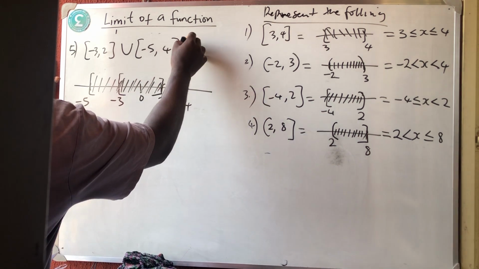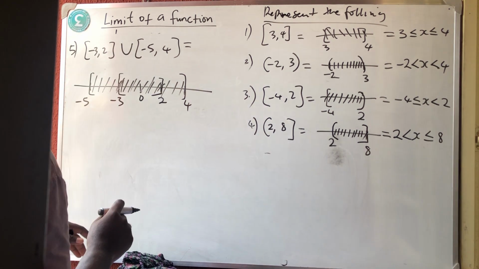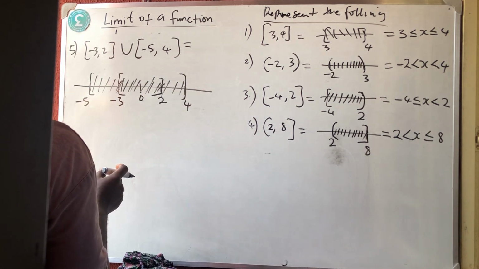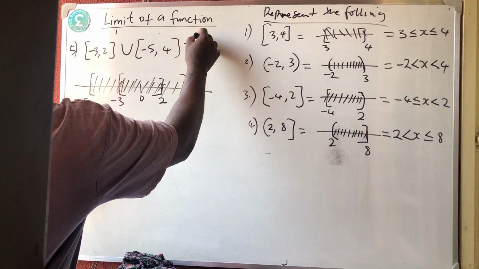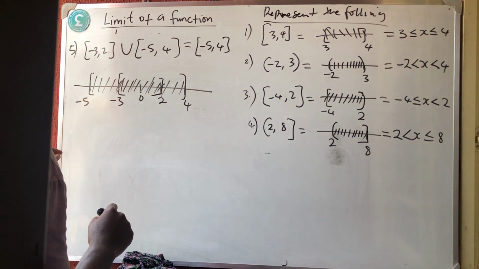So what do you think the union will be? The union will be just minus 5 and 4, because this one is already inside of it. So union is bringing them together. So if you bring them together, you are having what? You are having your minus 5 and 4 as your answer, like this.